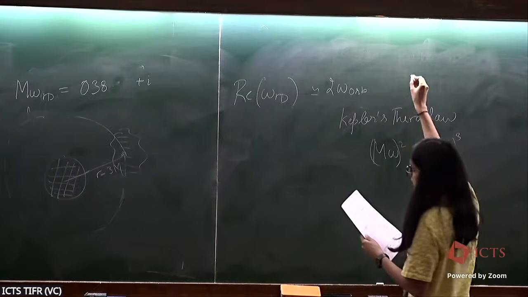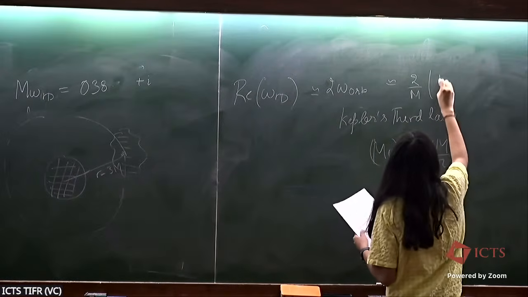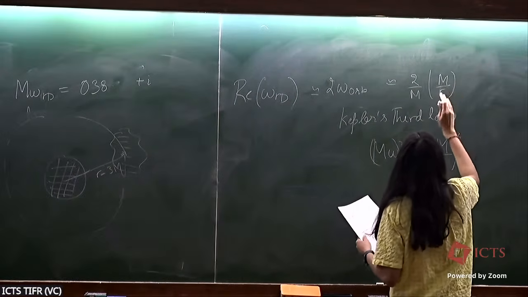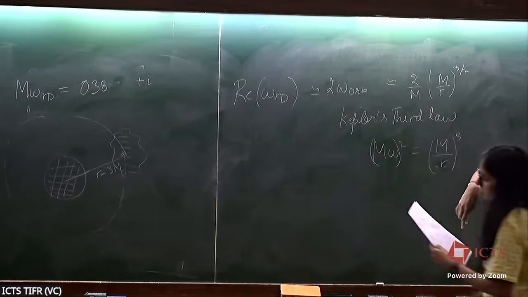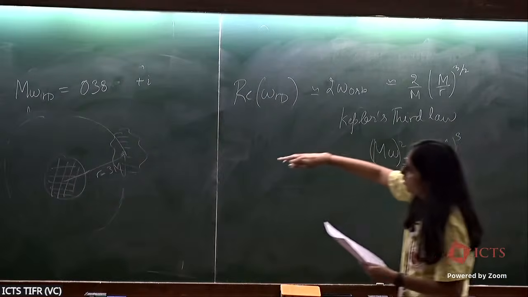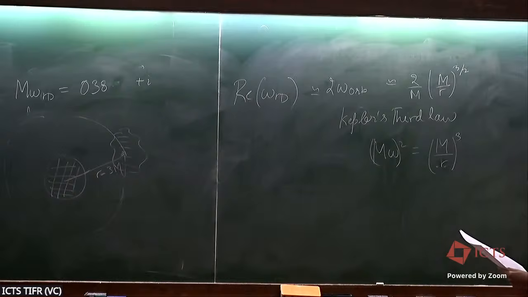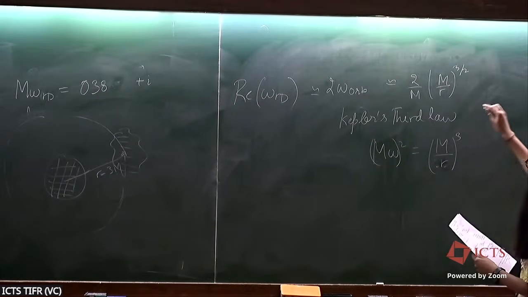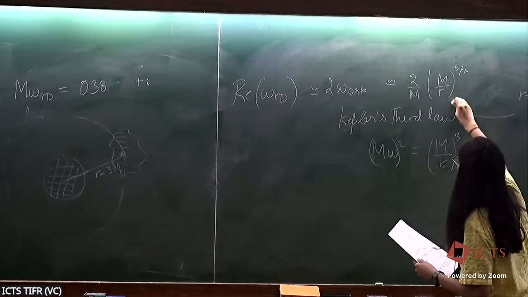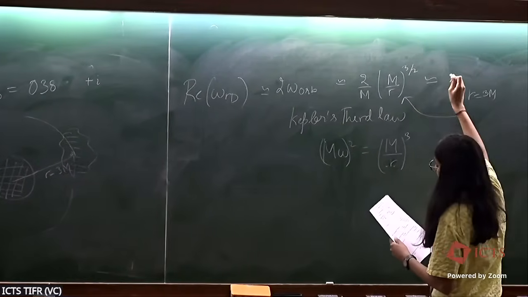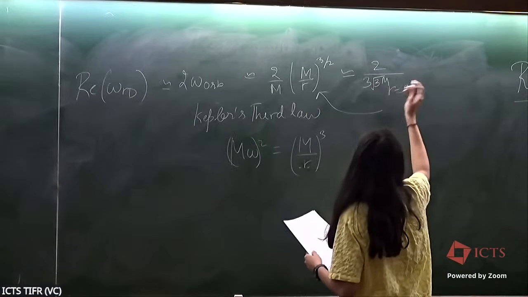that M omega squared, whole squared, is equal to M over r cubed. Now inserting it here, we obtain that this is 2 over M, and the frequency of this thing would be approximately like this. And at the light ring, we know r is equal to 3M. Now inserting the light ring point here, we obtain that this is equal to 2 divided by 3 square root of 3 M.